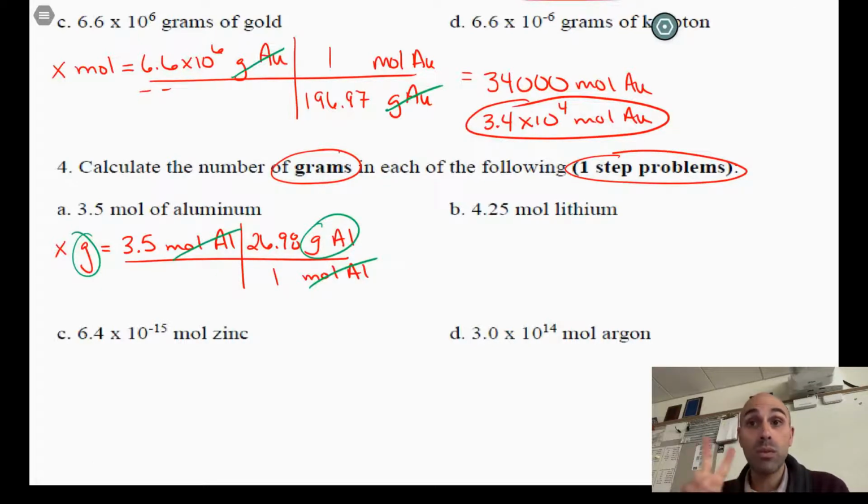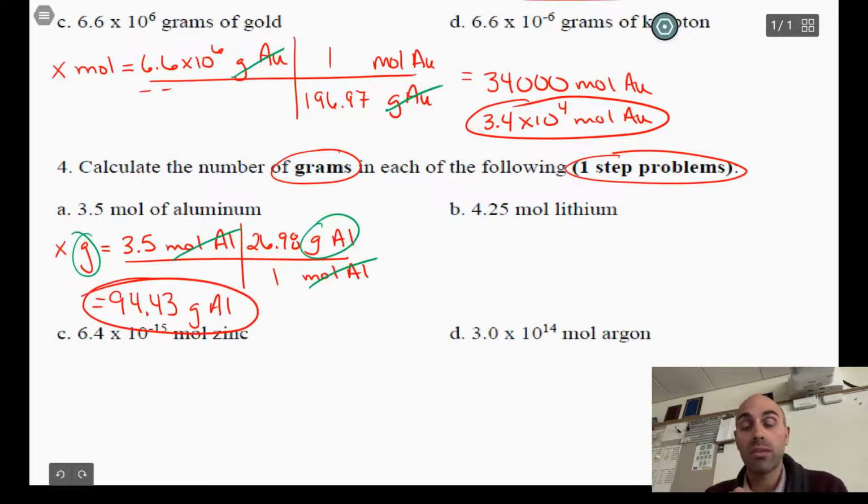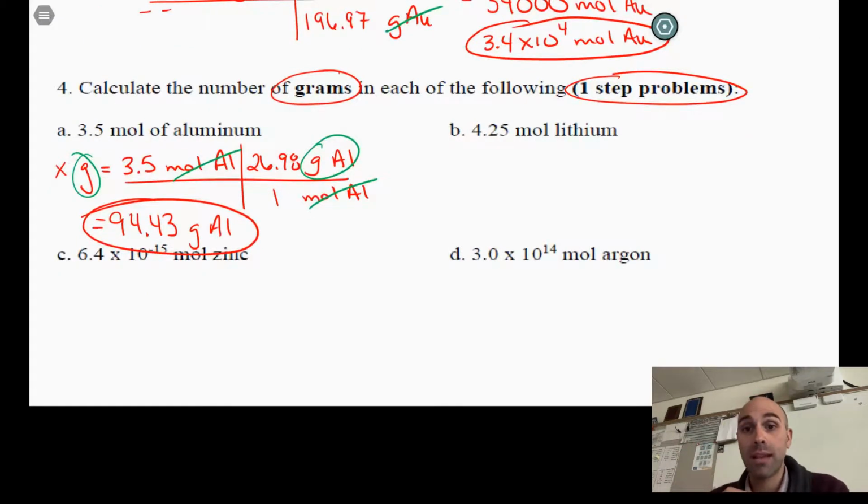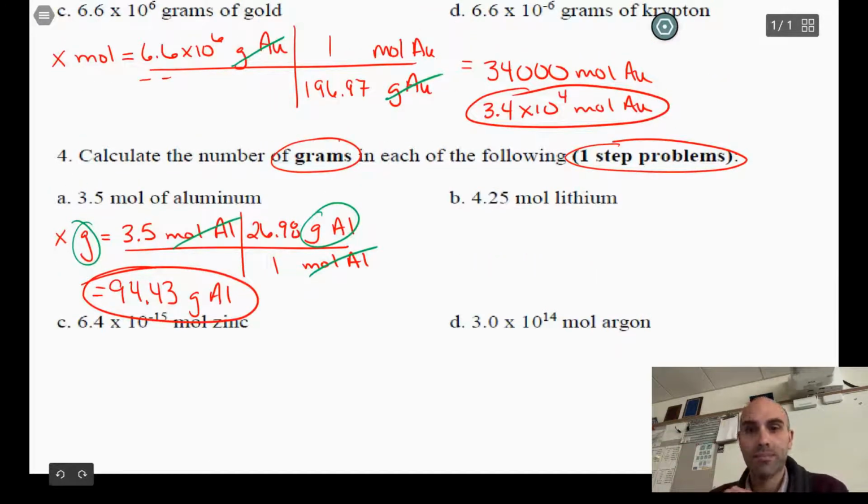Remembering that we have 2 sig figs, we get 94.43 grams. Ooh, I didn't round, I apologize. Should be 94 grams of aluminum based on 2 sig figs. My bad. So even teachers make mistakes, but it's okay. It's okay to admit that.